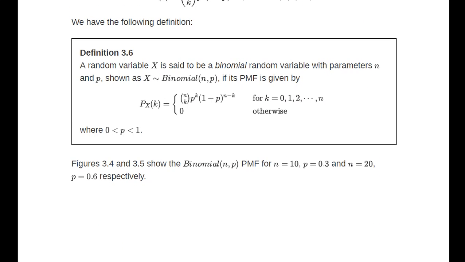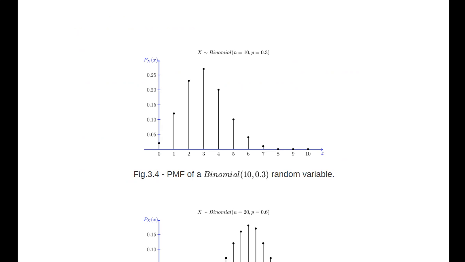Figures 3.4 and 3.5 show the Binomial(n, p) probability function for n equal 10 and p equal 0.3, and n equal 20 and p equal 0.6, respectively.